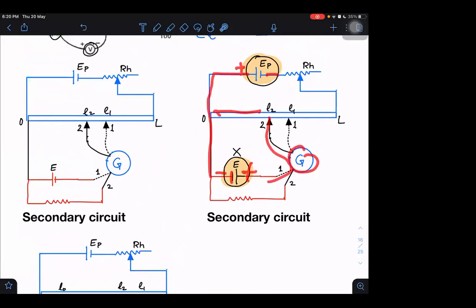Why can there not be null deflection? Because here is high potential and here is low. The current will always flow from high to low potential. We can never stop it. How will the current be stopped?